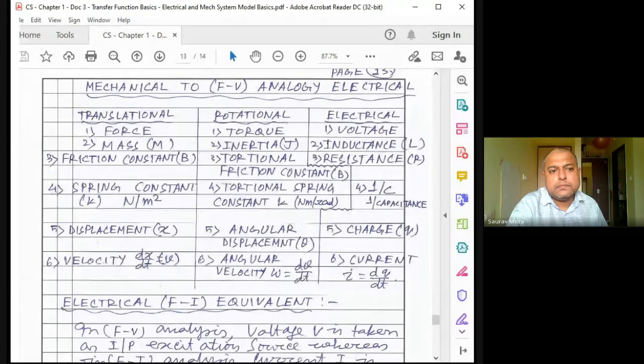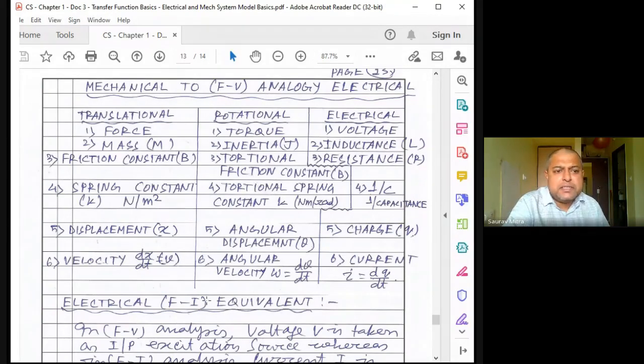Okay, so this is the mechanical to voltage analogy. This is called FV. So don't consider the rotational part here. I'm still finding there are 8 students. Please don't miss the lecture. If you are having any other lecture, please join that.